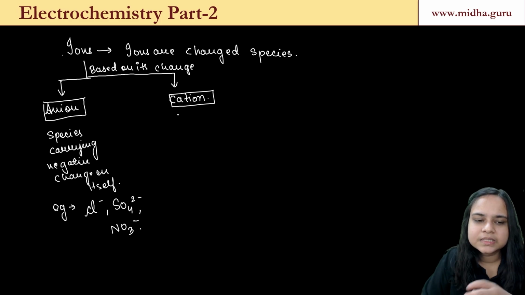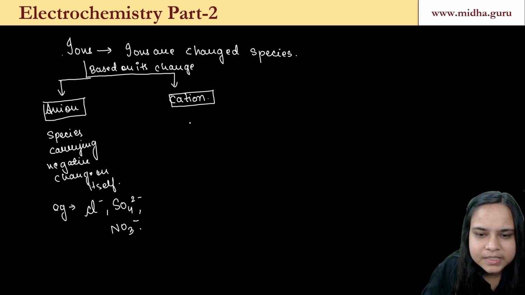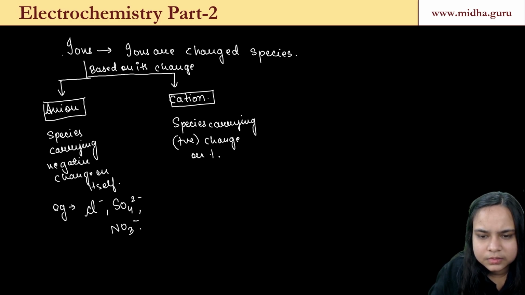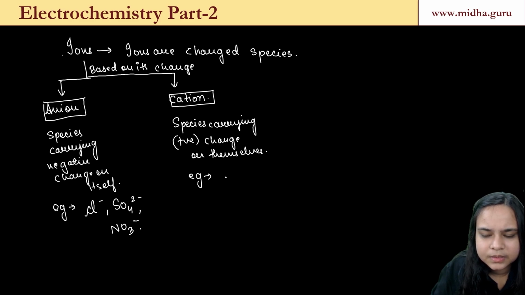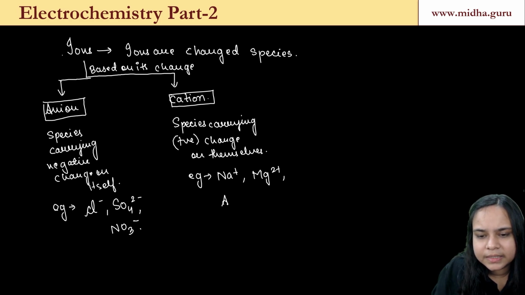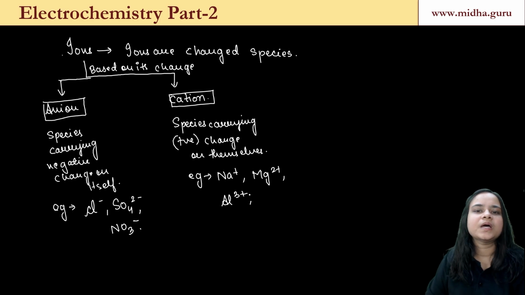Okay. Cation, just opposite to this: species which are carrying positive charge on themselves are called cations. Examples are Na plus, then we have Mg2 plus, then we have Al3 plus. These are all positive species, hence known as cations.